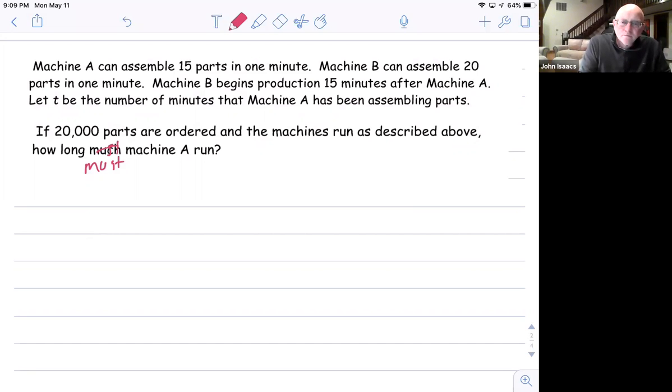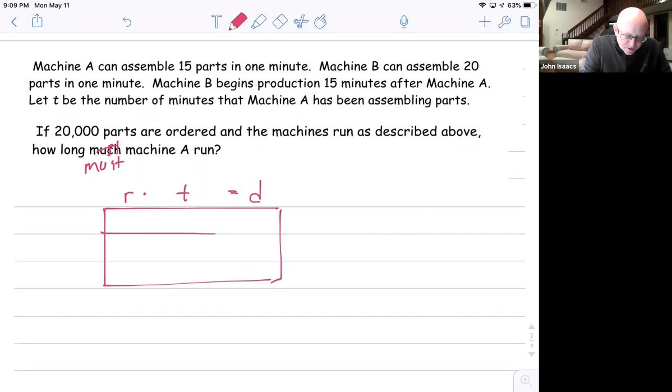So again, you might be able to solve this without a table, but I'm going to make a table because that's the skill that I'm trying to get across to you. So rate times time equals distance. All right, and make a table. Sometimes these tables have 2 rows, sometimes they have 3 rows. I don't know if this is going to have 2 or 3 rows in it or not.